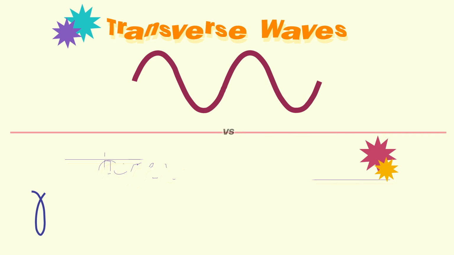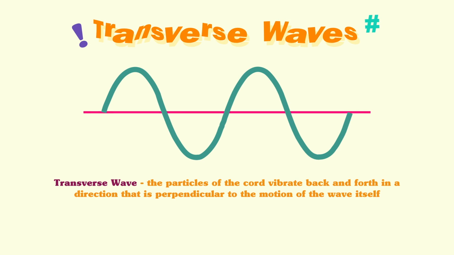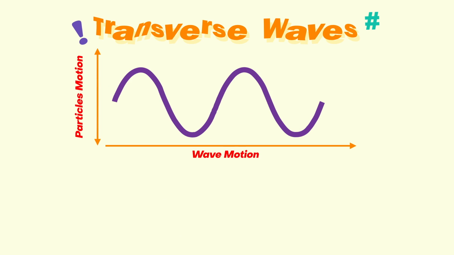Transverse waves and longitudinal waves. First off, transverse waves. Transverse waves are the waves where the particles of the chord vibrate back and forth in the direction that is perpendicular to the motion of the waves itself. It has crest and trough. This is the particle motion and the wave motion of transverse waves.